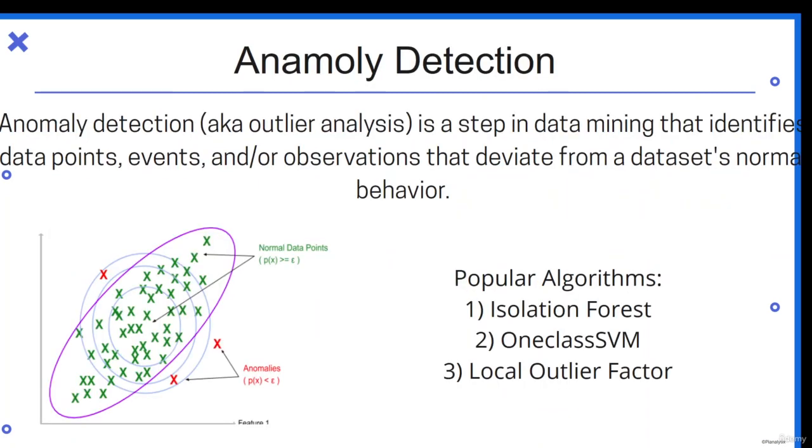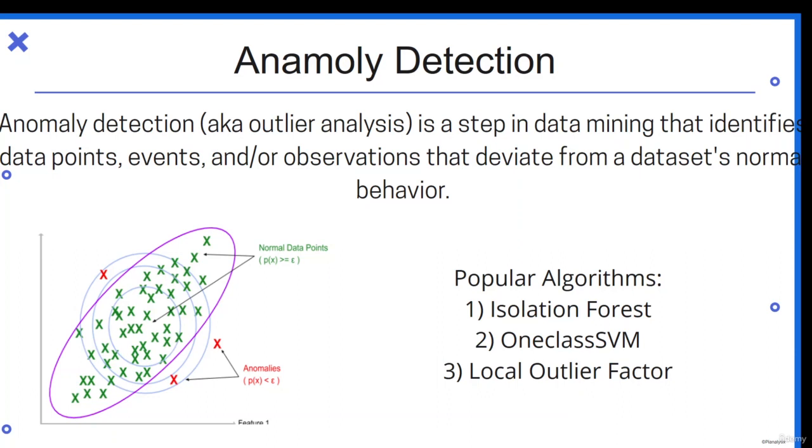But how exactly will we do that? There is a method named anomaly detection, also known as outlier analysis. Now, what is an anomaly? An anomaly means something that deviates from normal, which is basically the meaning of an outlier. These algorithms do the same. Anomaly detection is a step in data mining that identifies data points, events, or observations that deviate from a dataset's normal behavior. In this problem, the fraud transactions will definitely have some behavior that deviates from the normal. So our work will be to identify these transactions.